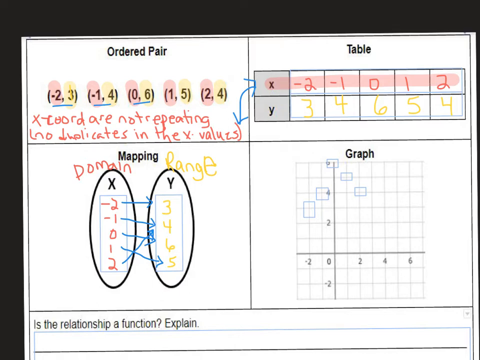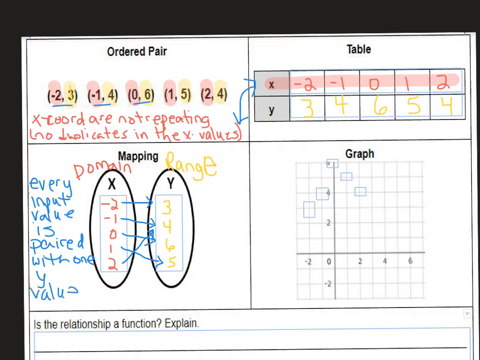So therefore, every element of the domain is paired, or traced, to one and only one element in the range. So I'm going to make that note that every input value, every x value, is paired with one y value.